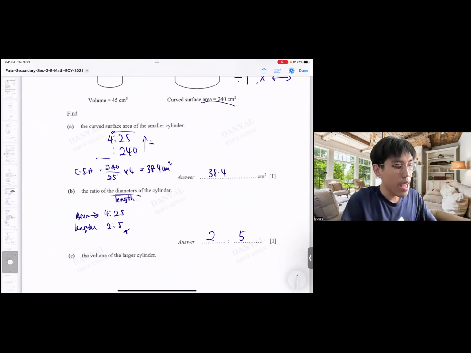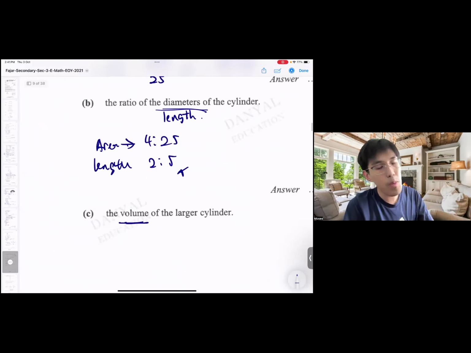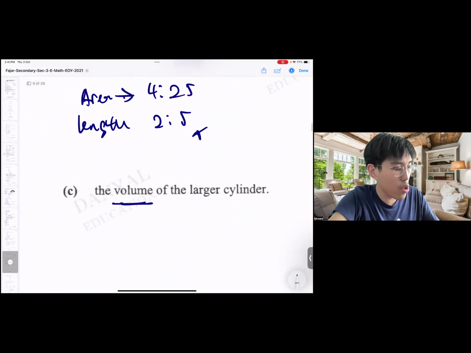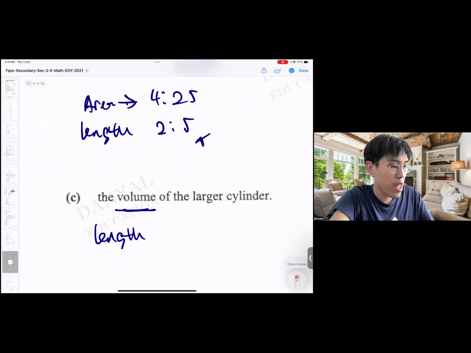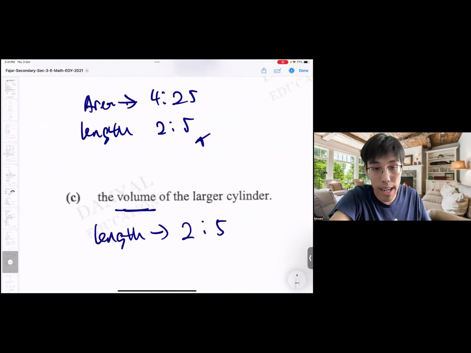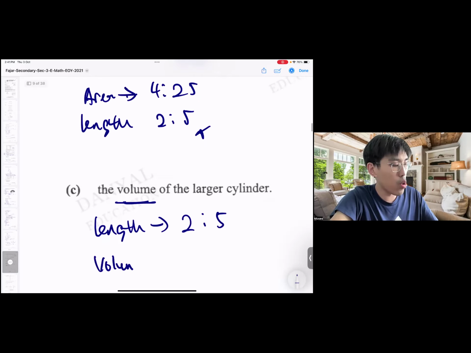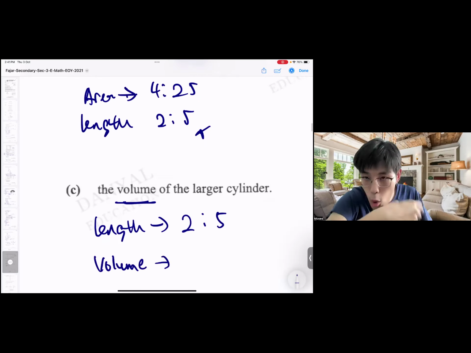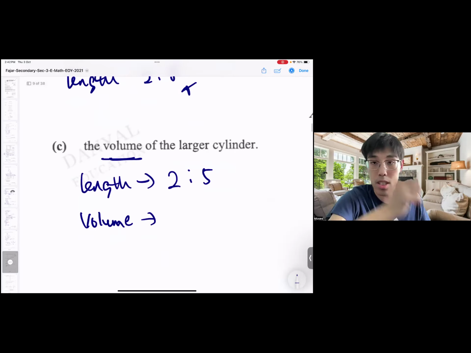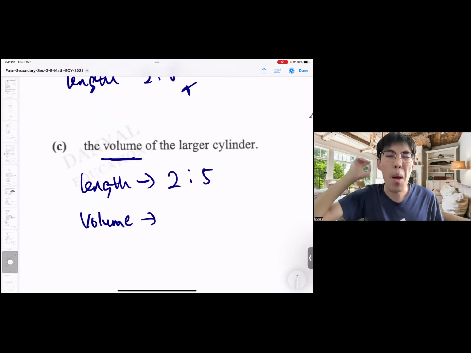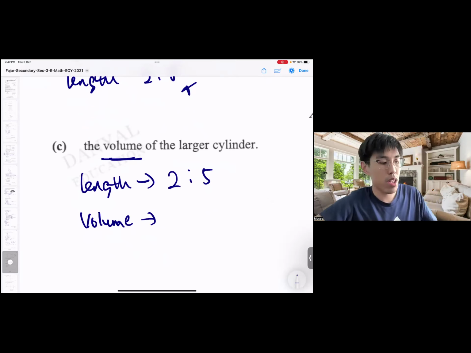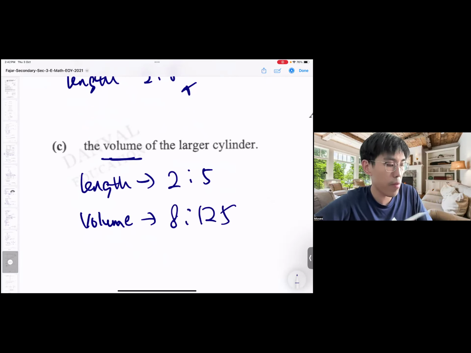Okay. Next, volume. Volume is talking about the amount of space that's covered in this 3D figure. So we need to take the length ratio and convert it to a volume scale that we can use to compare. So length is 2 to 5. So for the volume, what do we do? We cube the numbers. Once again, I say again, memorize your squares and cubes so you can immediately get these numbers.